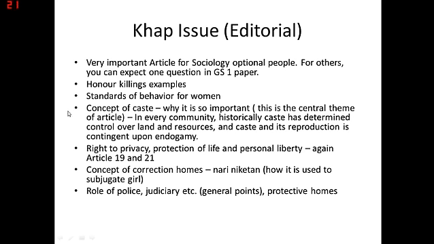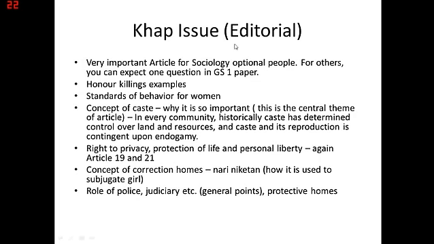Then the concept of caste. Like I told you, there is a core concept in every article. So this is the core concept of this article. Why is this concept of caste so important? This is the central theme of the article. So this is the answer. In every community, historically, caste has determined control over land and resources, and caste and its reproduction is contingent upon endogamy. You know there are two types, endogamy and exogamy. Exogamy means marrying in another caste, and endogamy means marrying in the same caste. If you marry in the same caste, only then can you keep reproducing the control over land and resources. This is the basic reason why caste is so predominant in these societies.